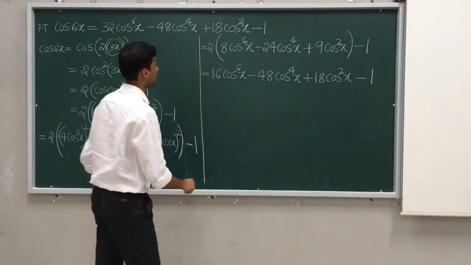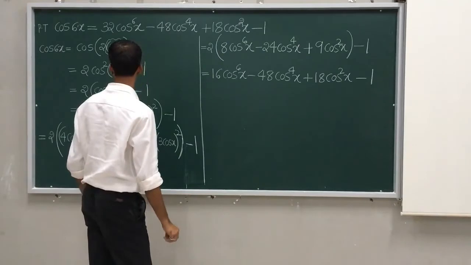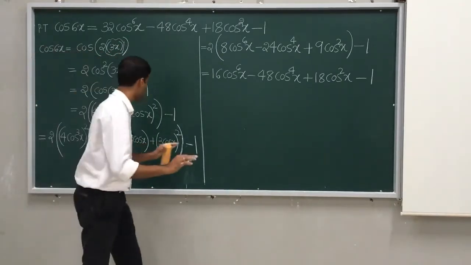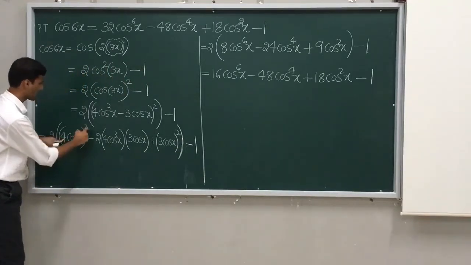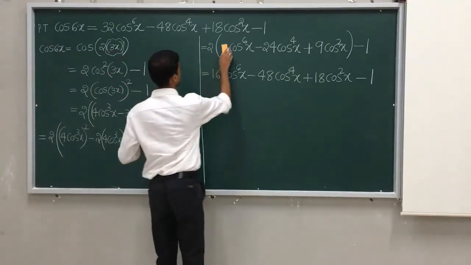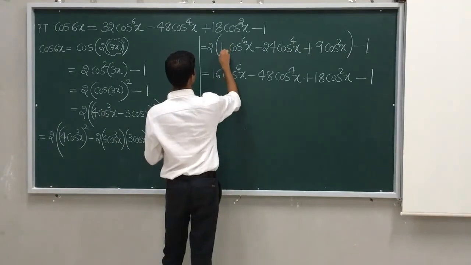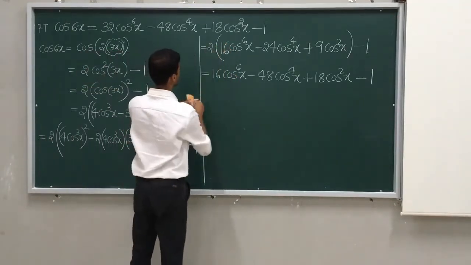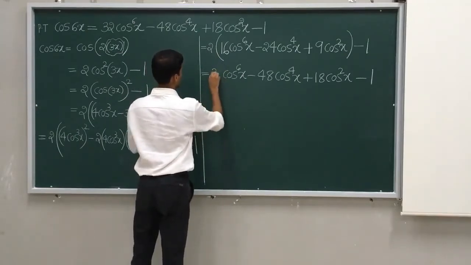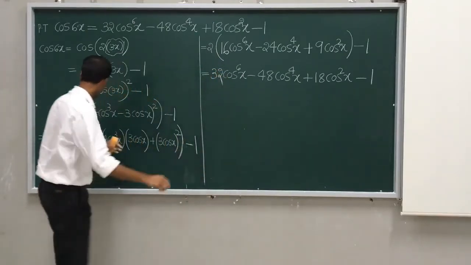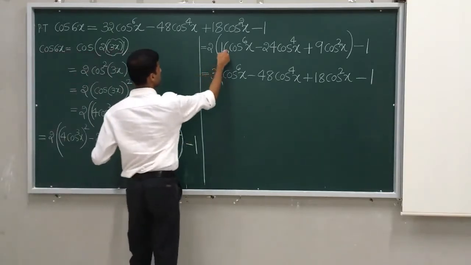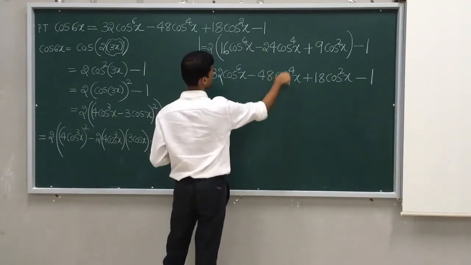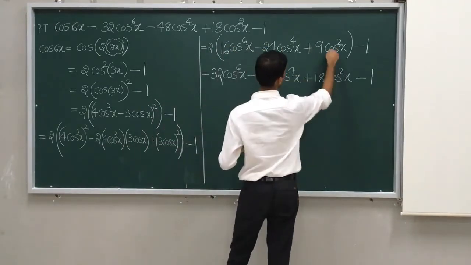But I want the answer, that is, I did one silly mistake. I'm extremely sorry. 4 square is, I wrote here 8. That is 16. Okay, 4 square is 16. So 16 twos are 32. 16 times 2 is 32, cos raised to 6x. 2 24s are 48, cos raised to 4x. 2 9s are 18, cos square x, outside term minus 1.